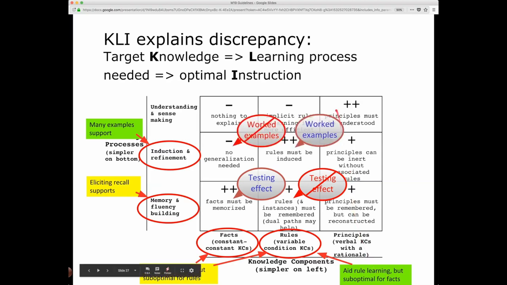So worked examples work better here, and the testing effect applies there. Because we've changed from facts to rules, that's what tells us when to go with testing versus worked examples. So figure out the target knowledge.